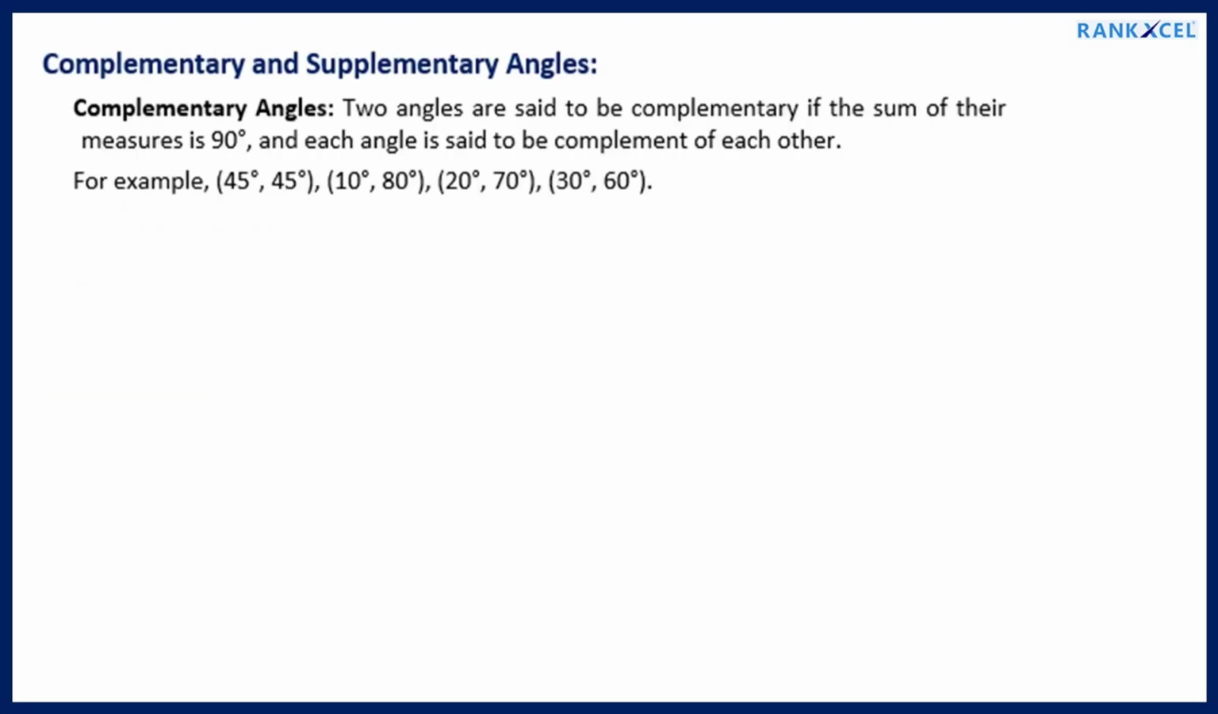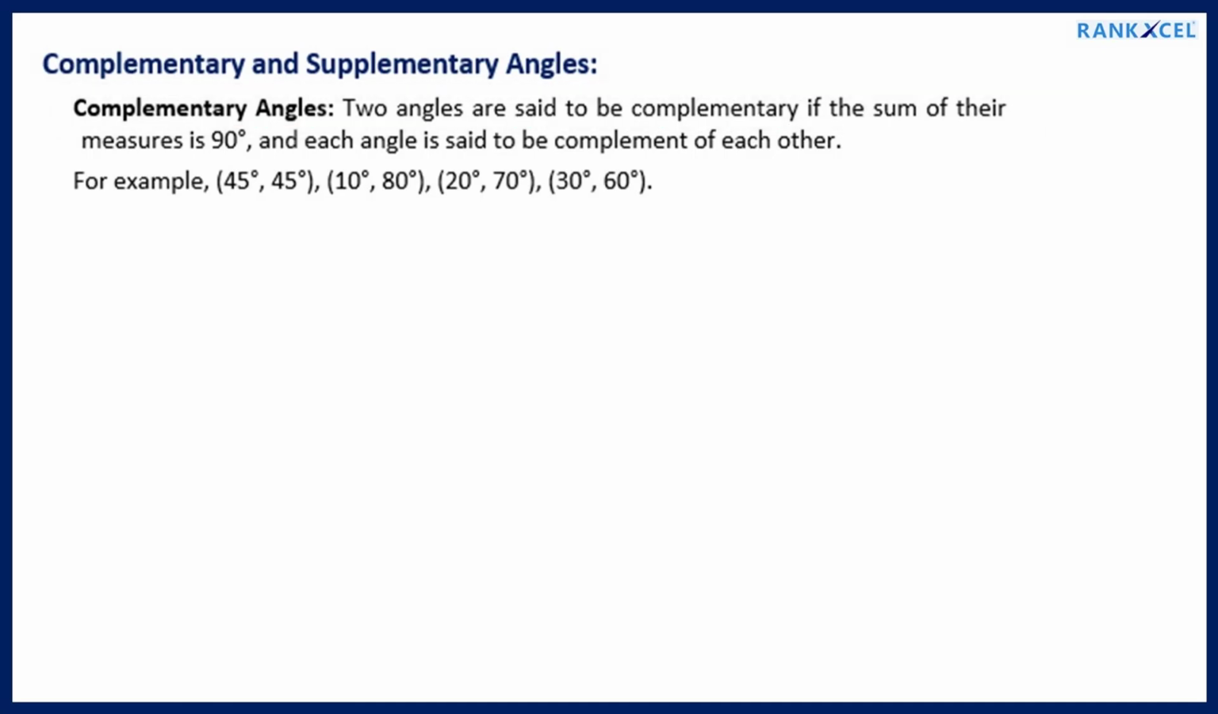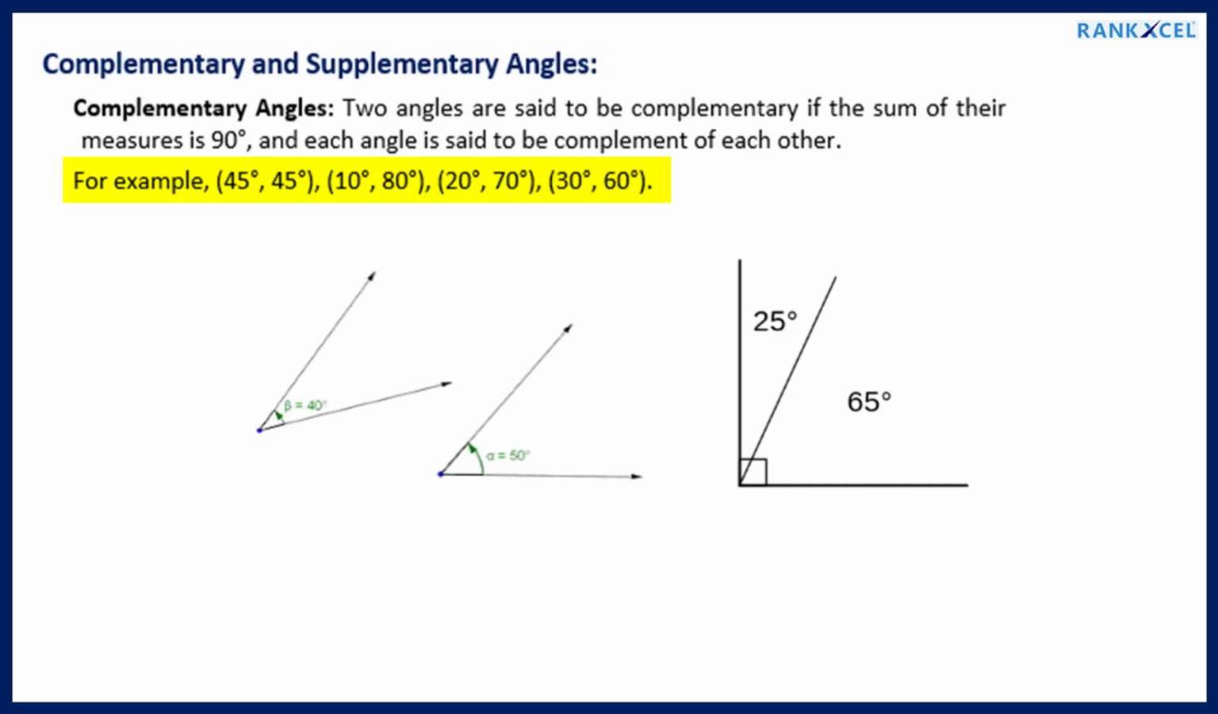Complementary and supplementary angles. Complementary angles: two angles are said to be complementary if the sum of their measures is 90 degrees, and each angle is said to be the complement of the other. For example, 45 degrees and 45 degrees, 10 degrees and 80 degrees, 20 degrees and 70 degrees, 30 degrees and 60 degrees.